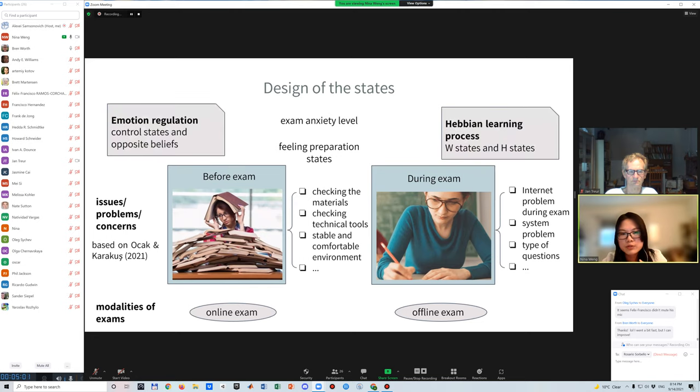As we would like to simulate the emotion regulation, we added some control states as well as the opposite beliefs. And also to introduce the habit learning process, we add corresponding W states and H states, which we will introduce a bit later on.